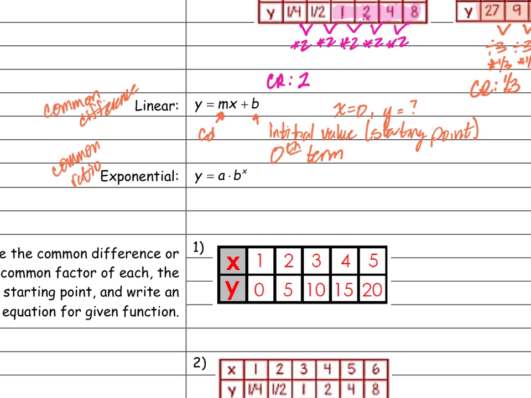So my exponential function here, this b, the b is my common ratio. So my common difference and my common ratio always goes with the variable. We need to remember that. Common ratio, common difference always goes with the variable. So in my linear function, it's m. In my exponential function, it's b. And a is my initial value.